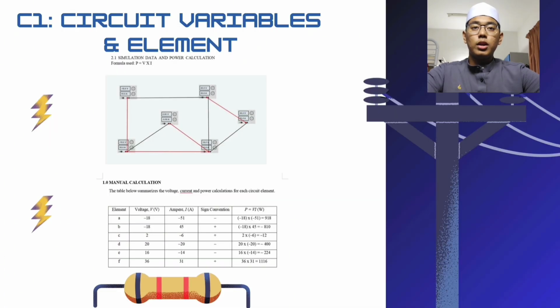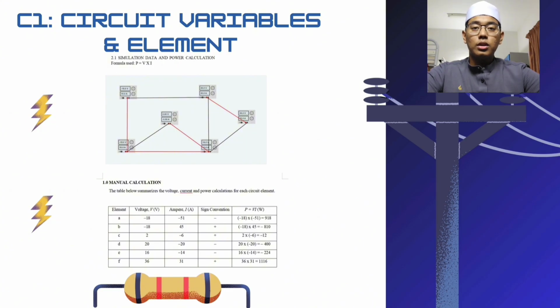Now, I will explain the manual calculation for this circuit. First, we obtain the voltage and current values for each circuit element, labeled from A to F. Next, we calculate the power for each element using the formula power P equals voltage multiplied by current, or P equals VI. For example, element A has a voltage of negative 18 volts and a current of negative 51 amperes.